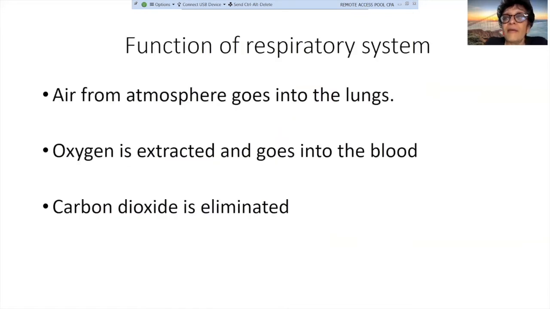So the function of the respiratory system is to facilitate air moving from the atmosphere into the lungs, where oxygen is extracted from the air and goes into the blood and is then distributed by the heart into the entire body. Now, carbon dioxide is a waste product of all the metabolism that occurs, and it needs to be eliminated. So when the blood returns to the lungs, carbon dioxide moves out into the lungs' air sacs, and by that process of expiration or deflation, carbon dioxide is eliminated.